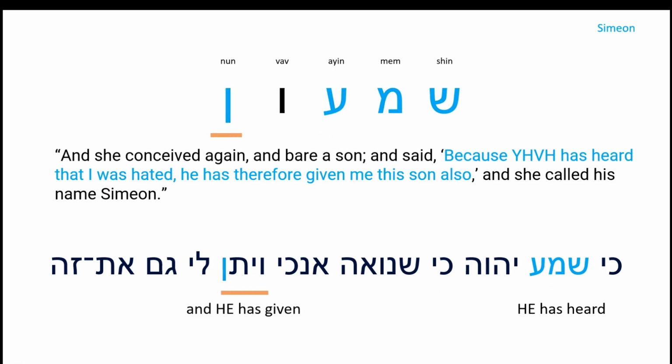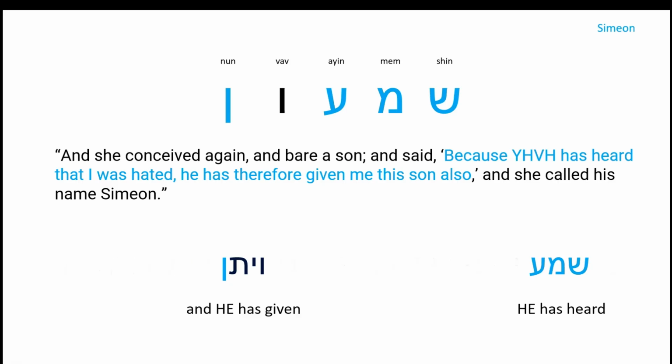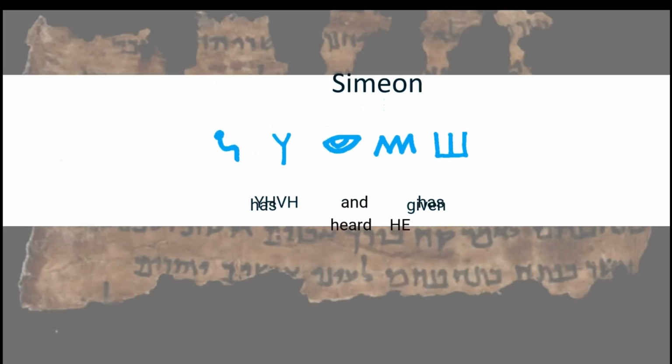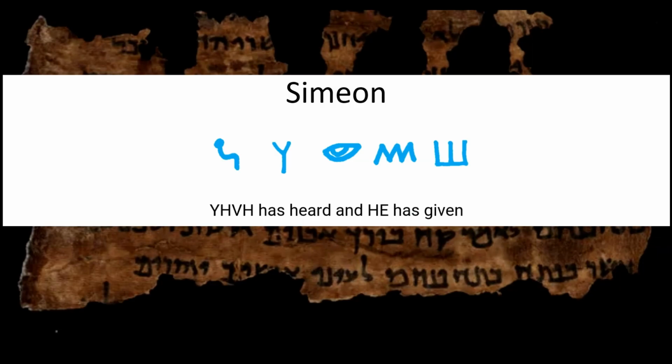And we've got a word with the nun, which means and he has given. Vav again means and, so this name could have the meaning of he has heard and he has given. Now, if you'll notice, this second word already has a Vav, and it's actually used to mean and already. So we've got all the letters of Simeon's name here. That's what it looks like in original Hebrew. And so that's the theory on the name.